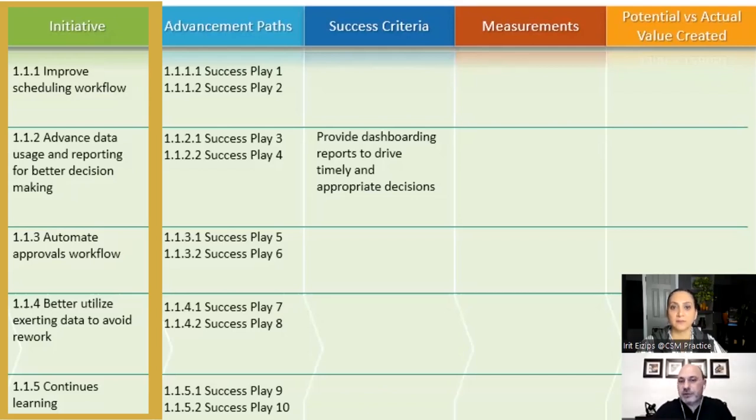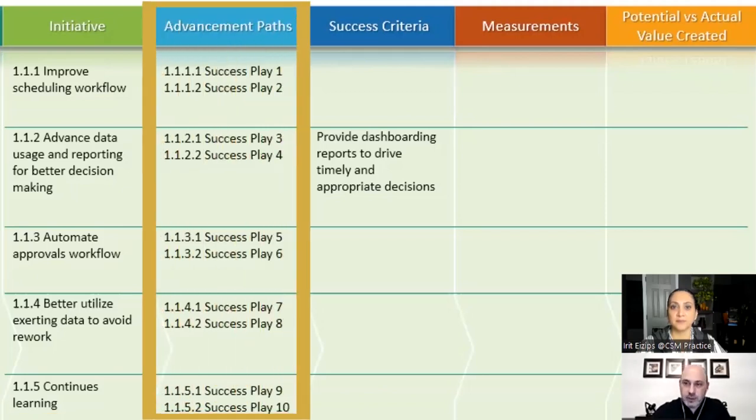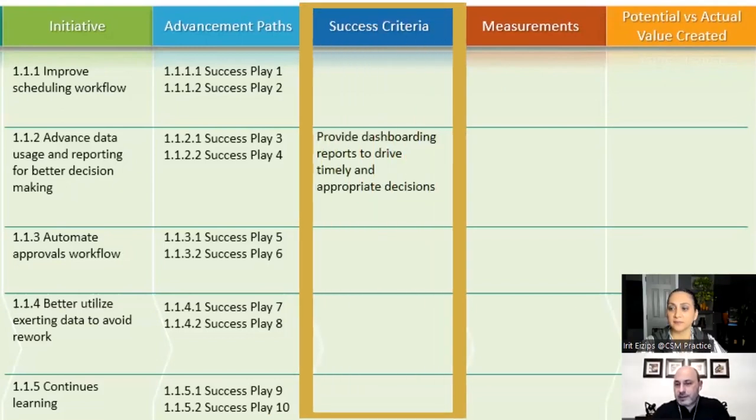For the continuous learning, we need to do a number of trainings for the user, for the power user, for the admins, and we need to do the basic level, advanced level. We define all the steps that we need to follow in order to achieve this benefit or outcome. What are the success criteria? How are you going to measure this? Provide dashboard reports to drive timely and appropriate decisions. This is how we consider this as successful.